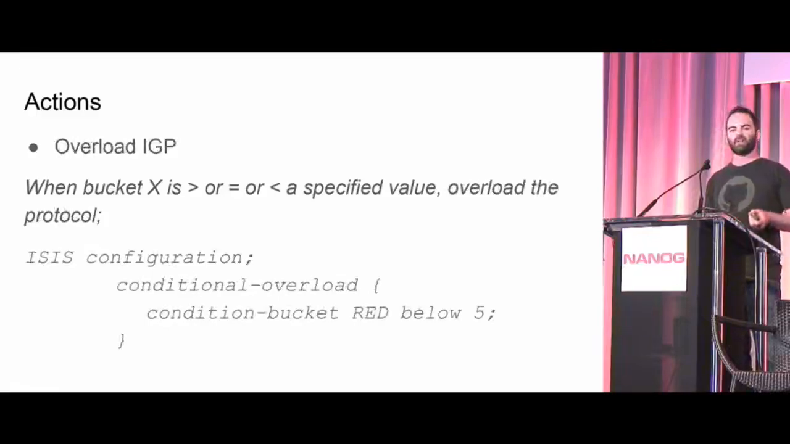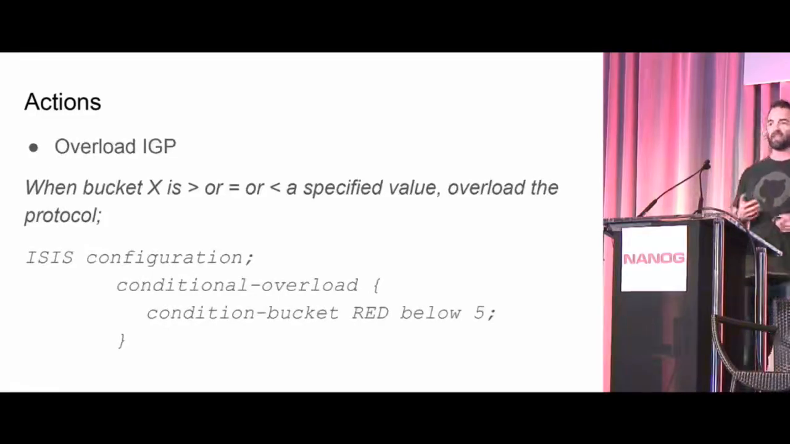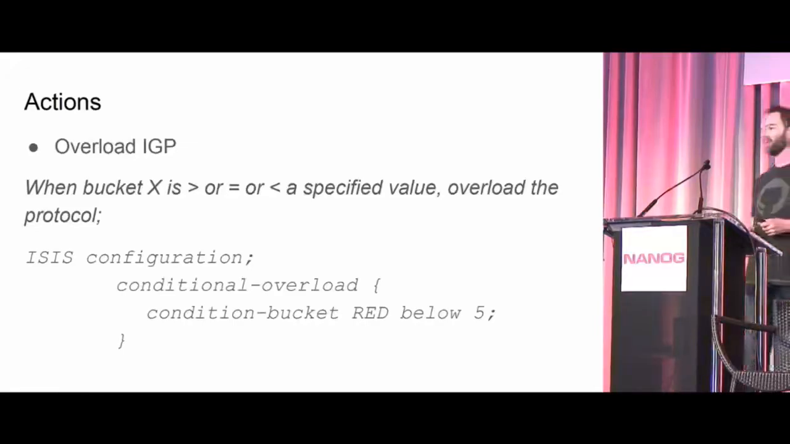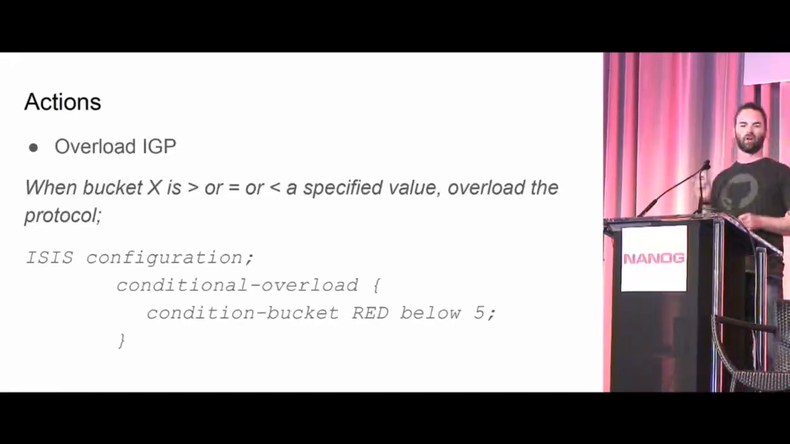Now in this case, we're going to overload the IGP, in this case ISIS. We have hit a catastrophic failure and red has fallen below the threshold of 5 and I need to shed traffic immediately away from this router. So with this conditional overload, my bucket falls below 5 and I immediately shed traffic.